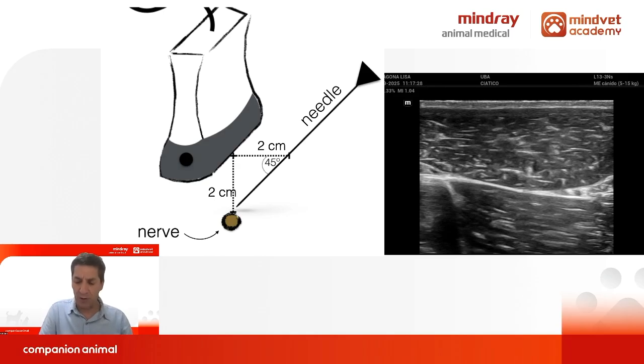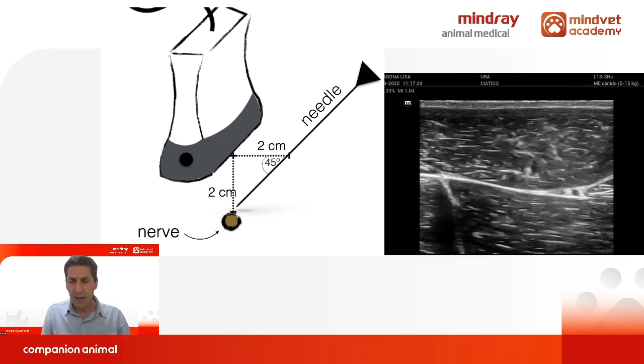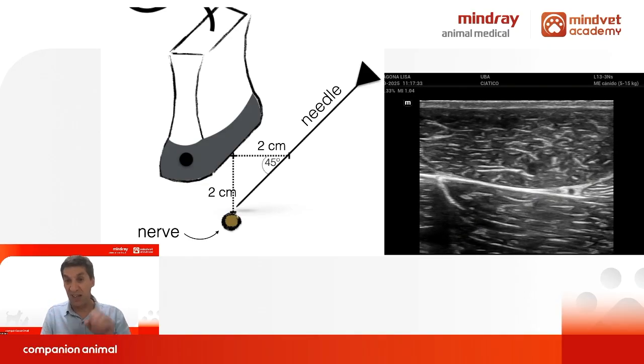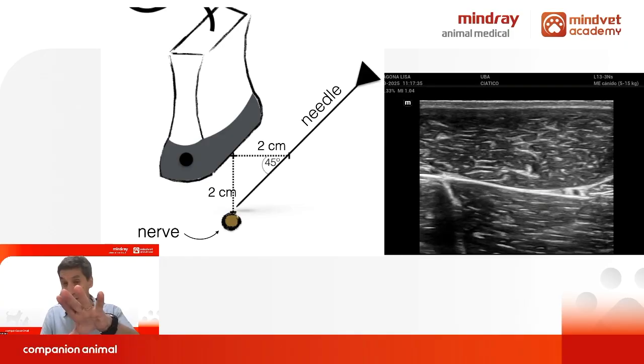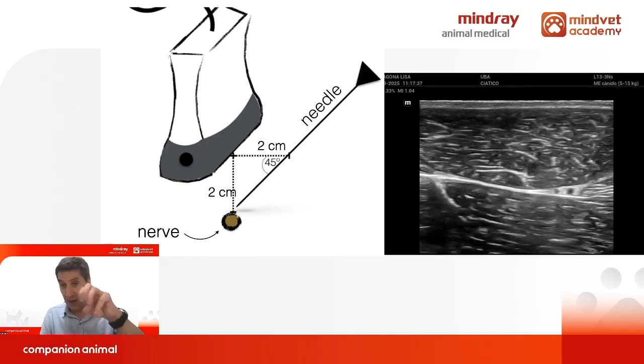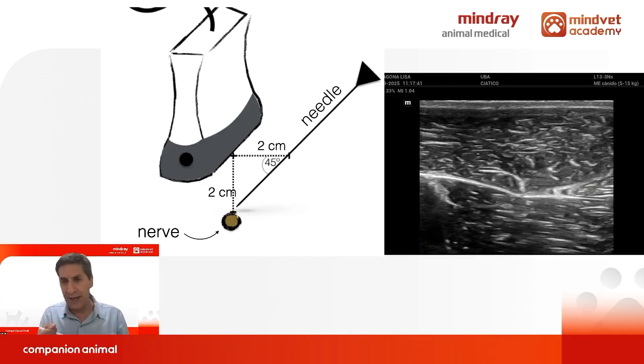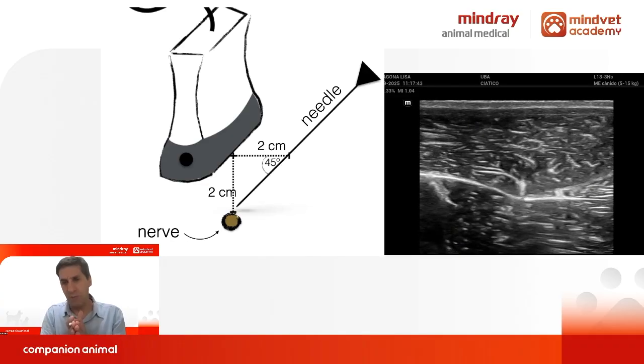cranial approach. It is an out-of-plane approach. We are reaching the intermuscular space, cranial to the sciatic nerve. So let's see. We can see in this image two things. First, that we are using the nerve stimulator. Can you see the contraction of the muscle? And the needle walking till the intermuscular space.